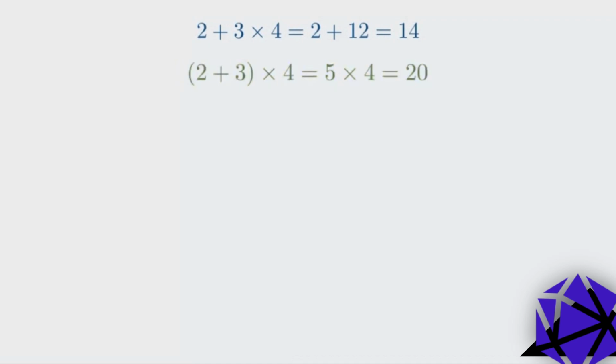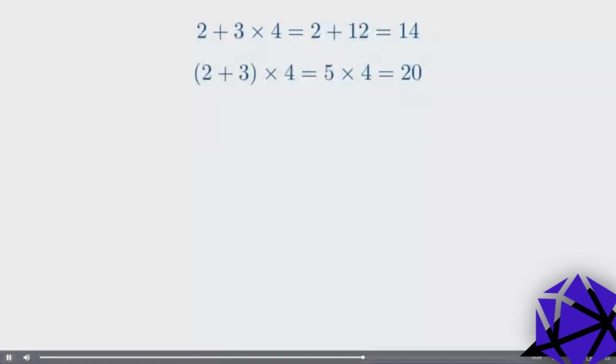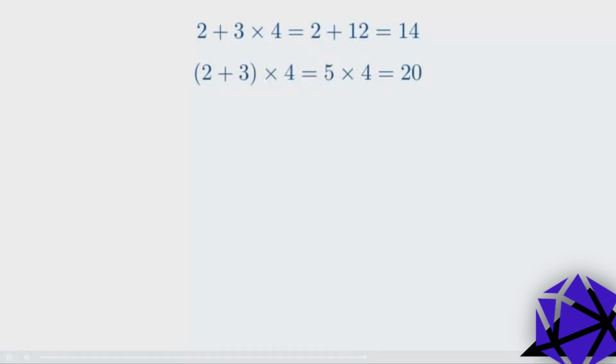Let's compare two examples. First, 2 plus 3 times 4. Without parentheses, we multiply first. 3 times 4 is 12, and 2 plus 12 is 14. Now, let's add parentheses. 2 plus 3, in parentheses, times 4. The parentheses tell us to add first. 2 plus 3 is 5, and 5 times 4 is 20. The parentheses changed the answer.